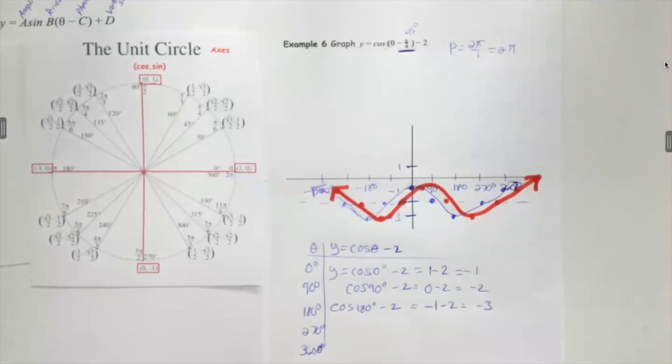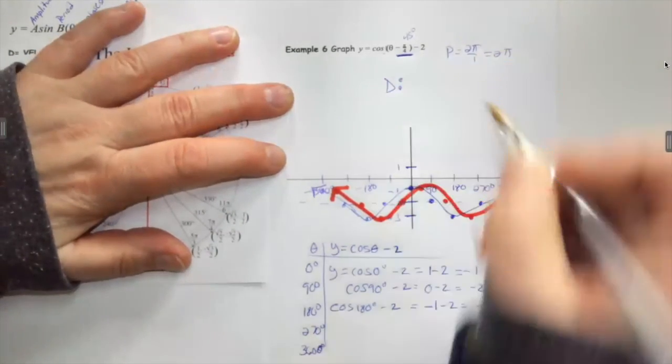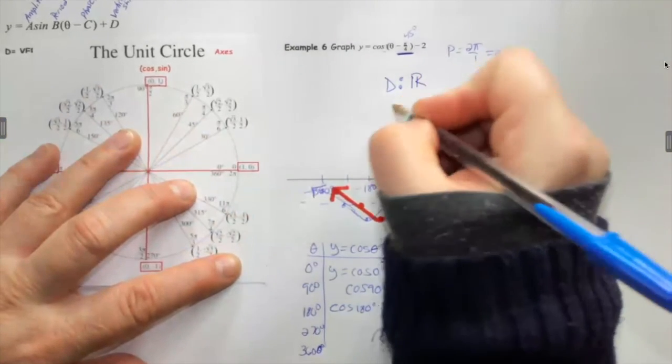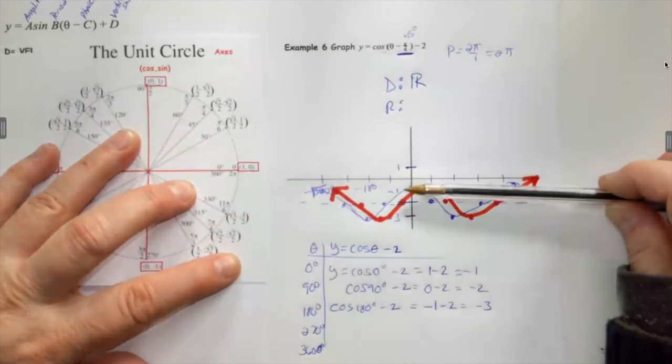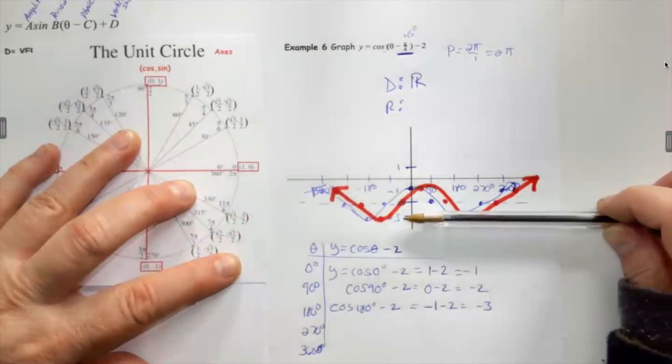Let's talk about the domain and range. The domain of this function would be all the reals. And the range of this function is fluctuating between -1 and -3. So the range would go from -3 to -1.